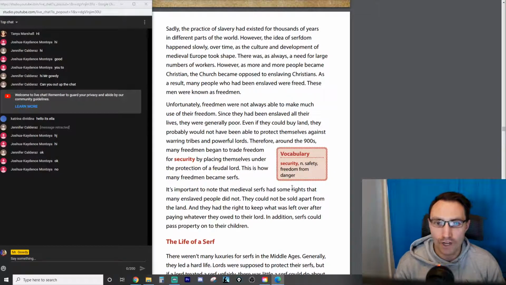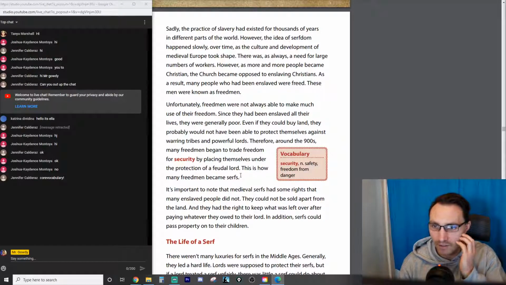Unfortunately, freedmen were not always able to make much use of their freedom. Since they had been enslaved all their lives, they were generally poor. Even if they could buy land, they probably would not have been able to protect themselves against warring tribes and powerful lords. So remember, warring, people that are fighting amongst each other. Therefore, around the 900s, many freedmen began to trade freedom for security by placing themselves under the protection of a feudal lord. This is how many freedmen became serfs.